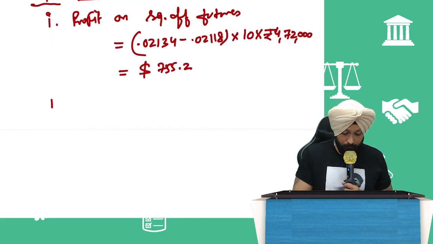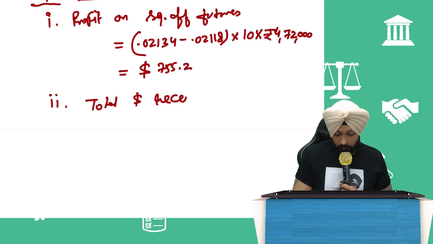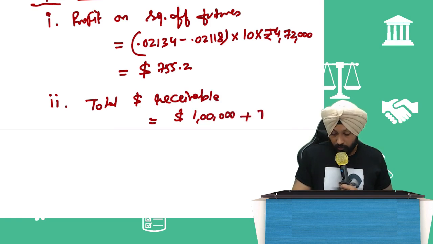Next, total dollar receivable. What is total dollar receivable? $1 lakh, which is your invoice amount, plus 755.2.